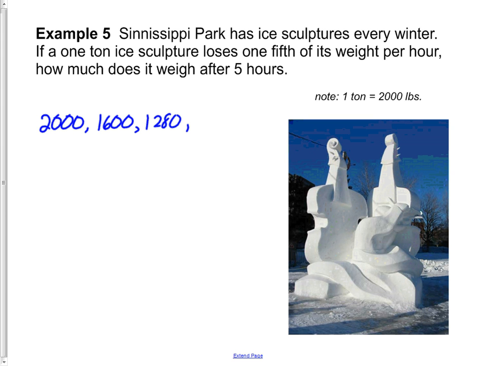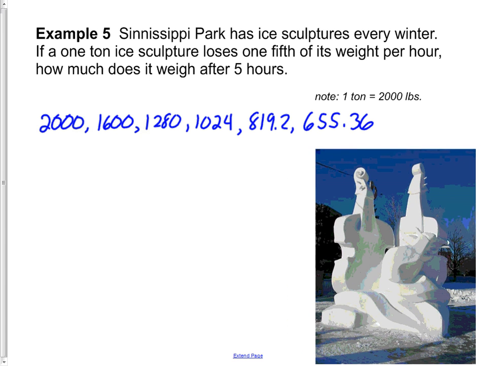After 3 hours, multiply by 4/5 again, 1024. And then multiply by 4/5 again, 819.2. So 1600 was after 1 hour, 1280 after 2 hours, 1024 pounds was after 3 hours, 819.2 pounds was after 4 hours, and then after 5 hours we'll multiply by 4/5 again, 655.36.